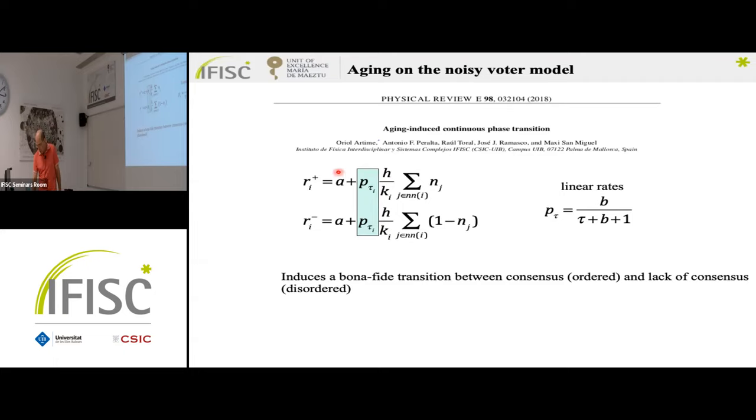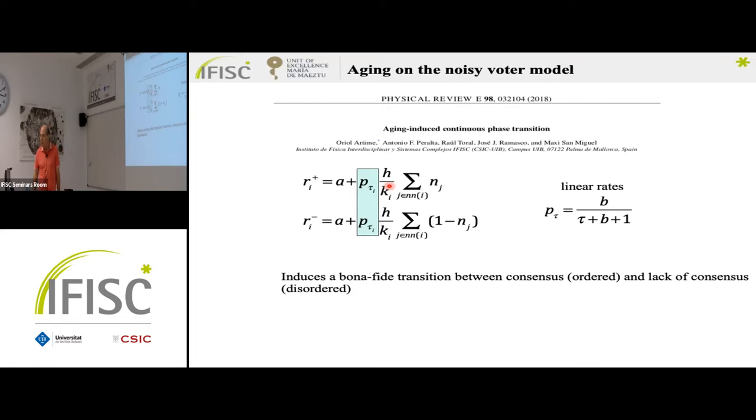We have a student who also did the case in which the probability of interaction can affect both the noise and the copy mechanism. Here we only did the case in which the probability of interaction affects the copy mechanism. So we introduce this probability, which we take as decreasing as 1/tau. This is a particular form, and we include that in the model. Okay. Then what do we find?